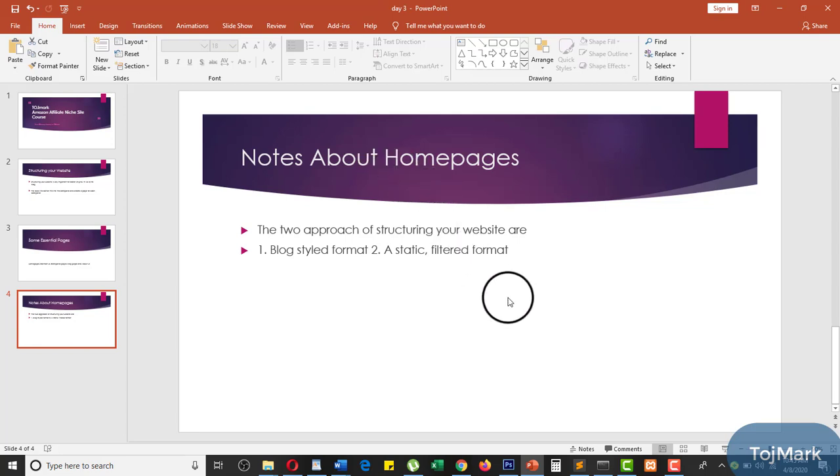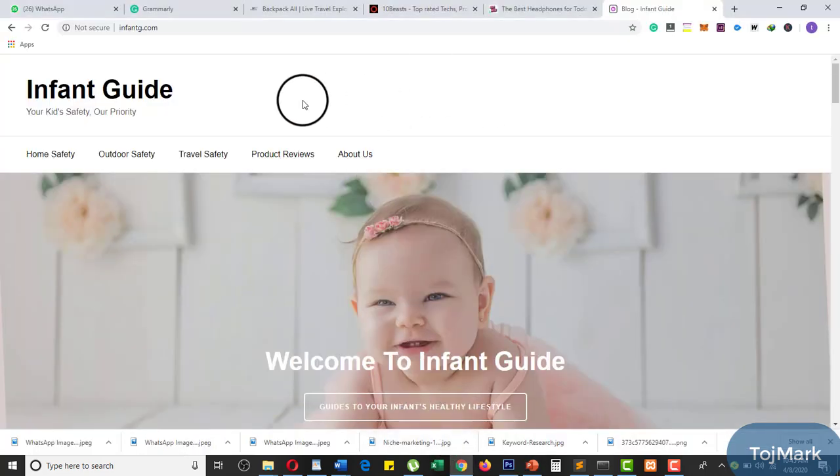So let's go into our case study. Let's use like 3 or 4 websites to explain how to structure your website. Let me start from this website. This is Infant Guide. So I think this website is based on providing safety for kids.